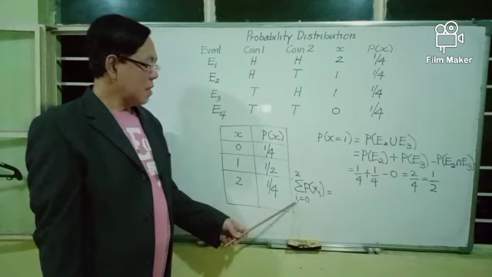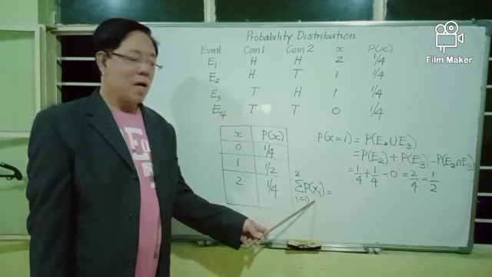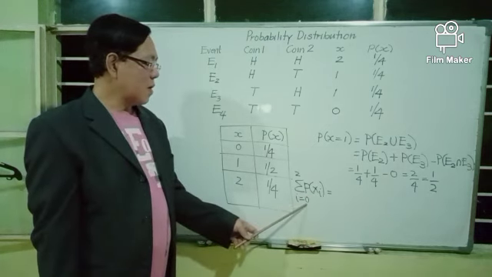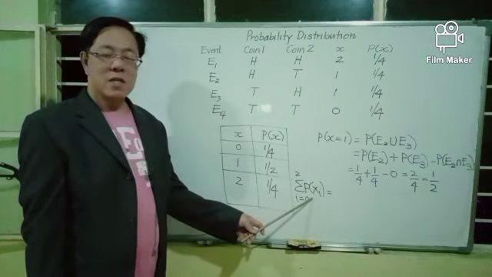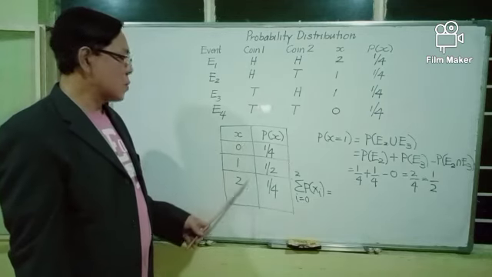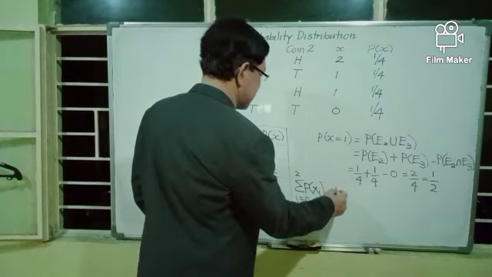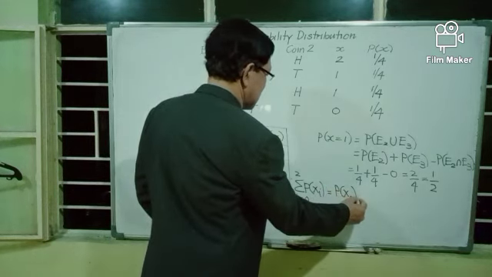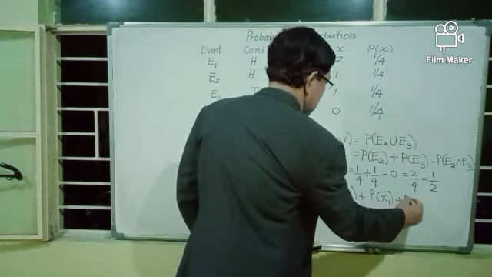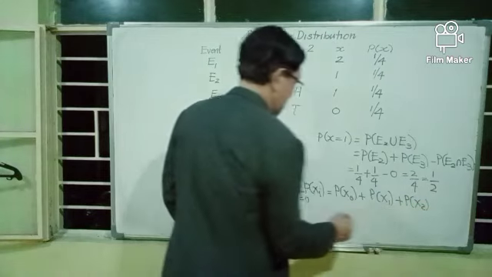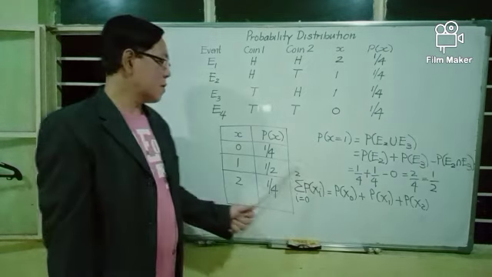We check if the summation of the probabilities of the random variable x, where i is from 0 to 2, because the possible values of the discrete random variable x is from 0 to 2. And this is equal to the probability of x is 0.